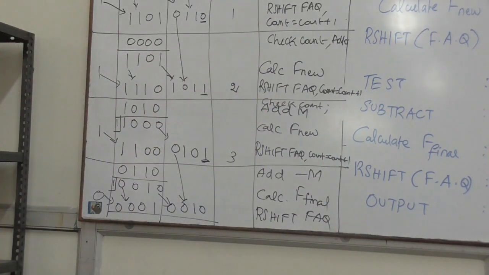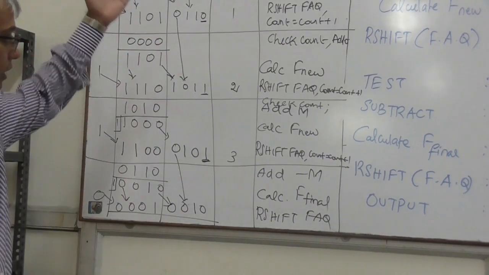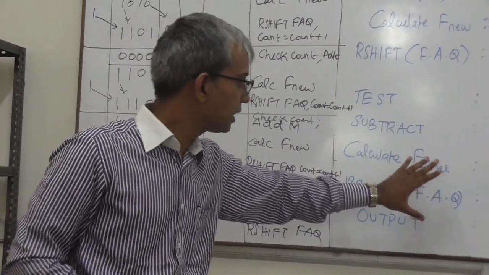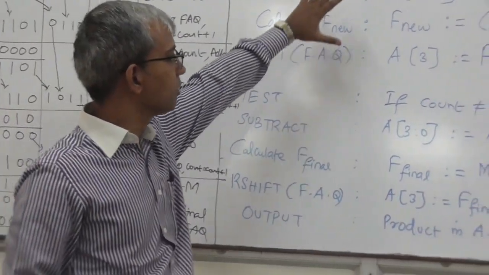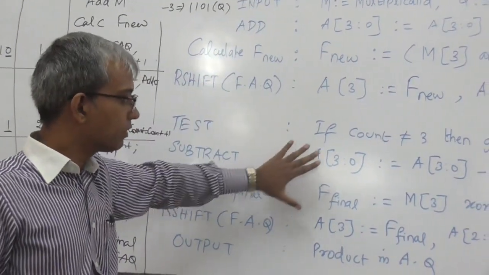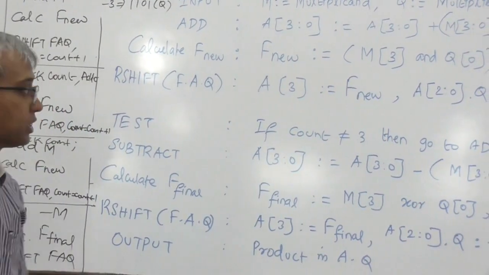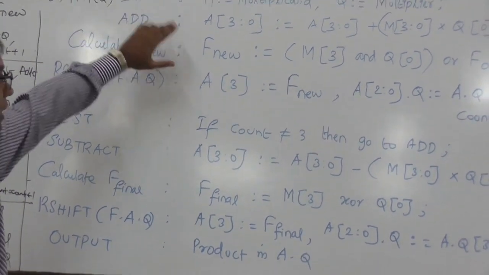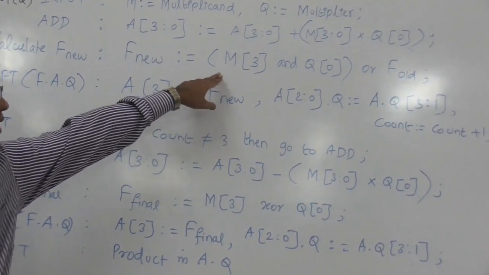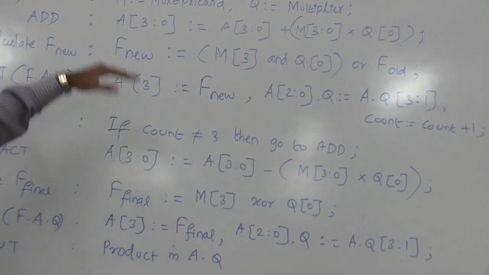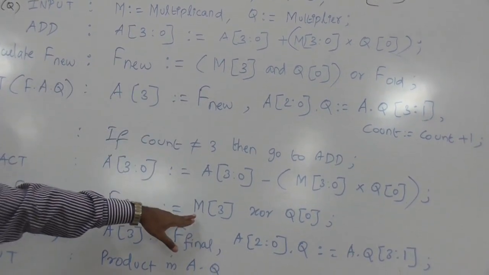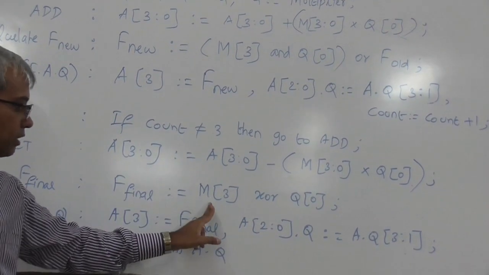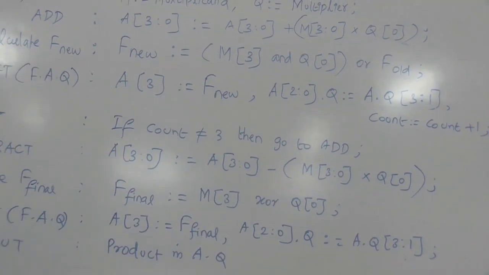So after running 4 iterations, since I had 4 bits in the multiplier, I had to run this iteration 4 times in order to get the final result. Only for the sign bit, the operations are different. Up to the sign bit, we perform the addition operation. For the sign bit, we have to perform the subtraction operation. And while calculating f also, the formula is different. Up to the sign bit, we calculate f by using this formula. When it comes to the sign bit, you have to calculate f by using a different formula, which is nothing but the sign bit of the multiplicand XORed with the sign bit of the multiplier, right?